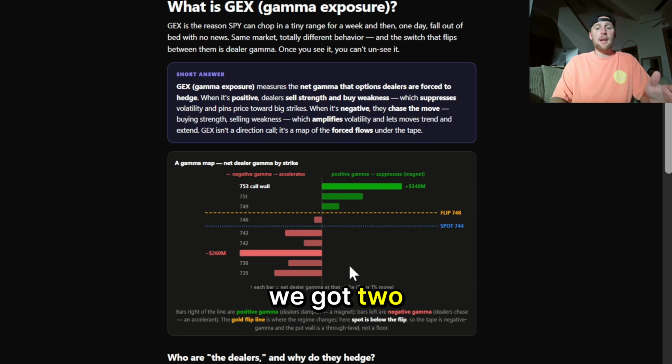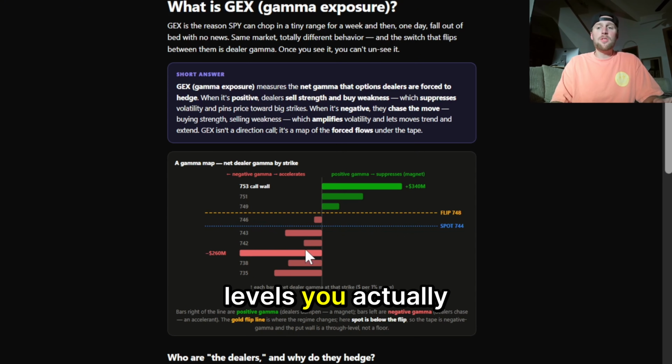All right, and then we got two flavors. We got positive gamma, which means they lean against the move. What they do is they sell the rips and buy the dips. This keeps things very calm and pinned. That's when you get those chop days. Then we have negative gamma. This is when they lean with it, buy strength, sell weakness. That's when we get these trendy, kind of violent days. And that's pretty much the whole concept.